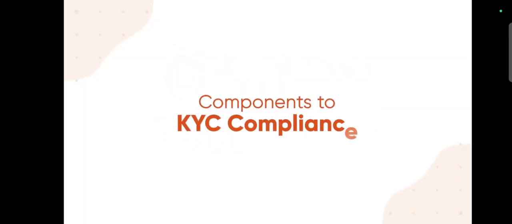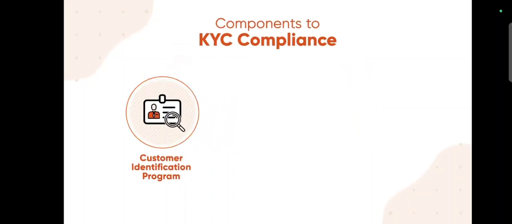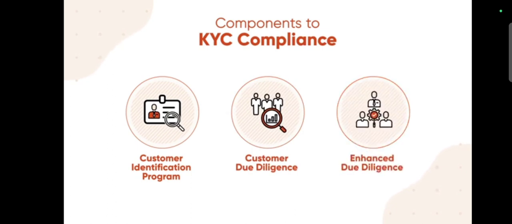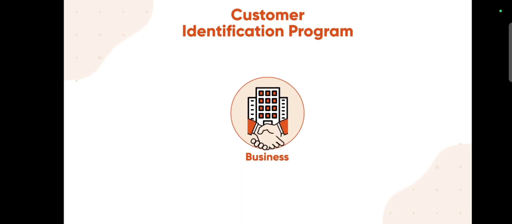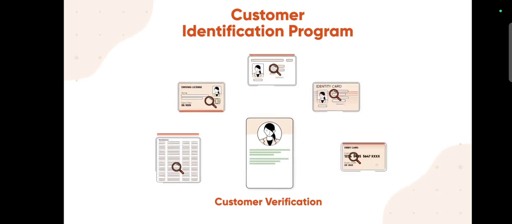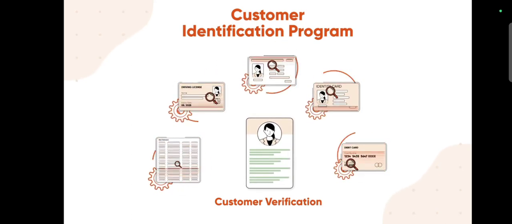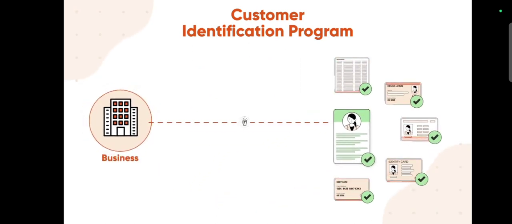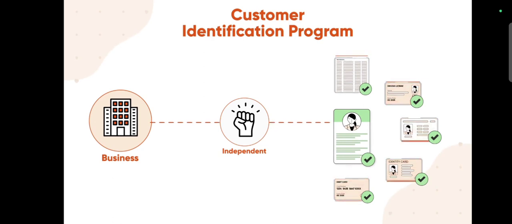There are three components to KYC compliance: Customer Identification Program, CIP, Customer Due Diligence, CDD, and Enhanced Due Diligence, EDD. A Customer Identification Program, CIP, is an important process for any business before establishing a business relationship. It involves verifying information provided by a customer in compliance with anti-money laundering regulations. Businesses do this by using independent and legal identification documents.